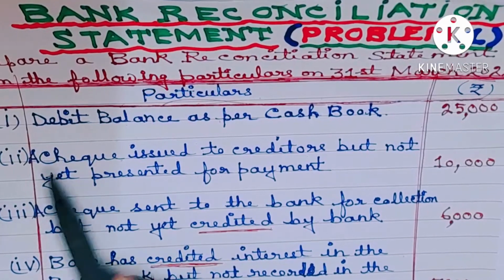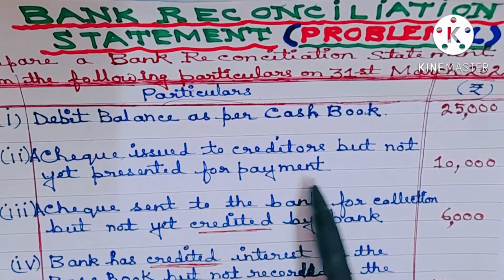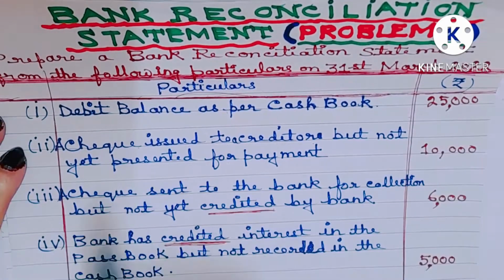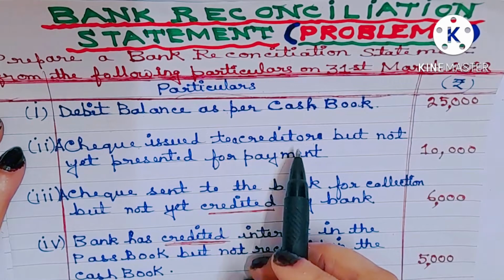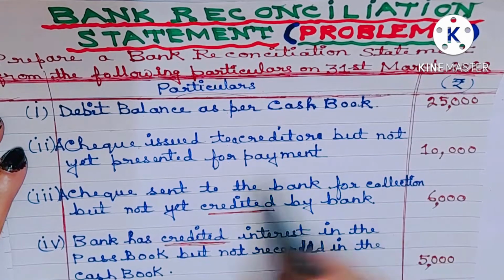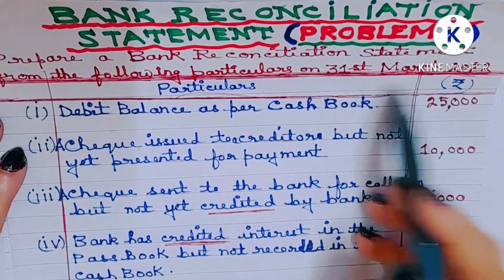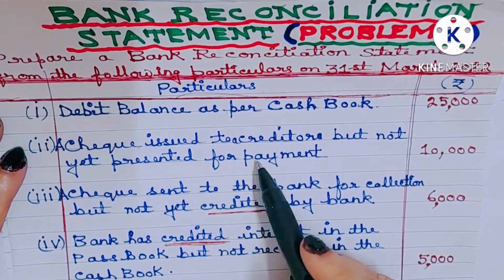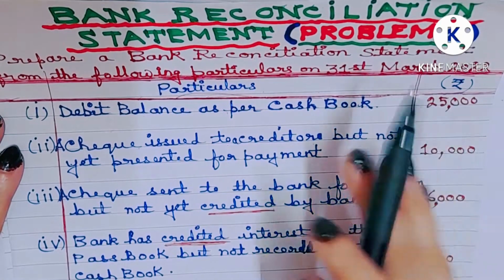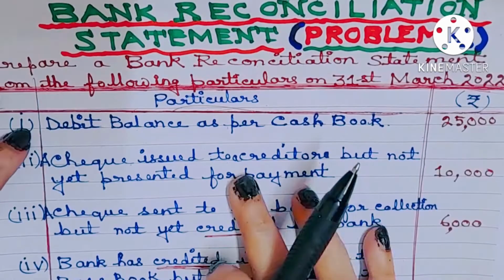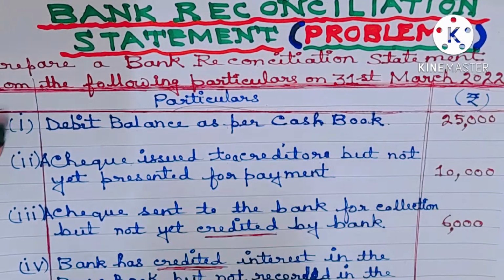Okay. Now see number 2. Checks issued to a creditor but not yet presented for payment. Rupees 10,000. Please remember, issued means paid. So a check issued to a creditor means check paid to a creditor but not yet presented for payment within 31st March 2022. The date is very important. Not yet presented for payment means within 31st March 2022, the check has not been presented. Now let's see. Should we add this transaction or deduct this transaction?